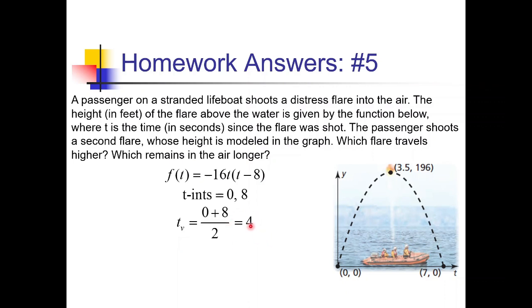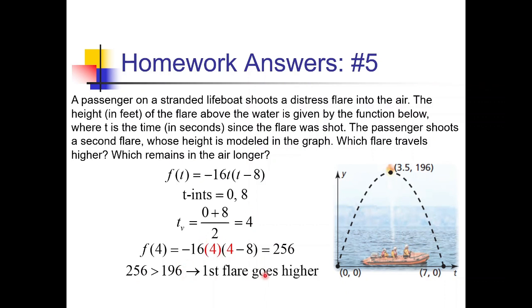And so this is the time at which we reach our maximum value for that first flare. To find the maximum height, we just have to plug 4 back into the f function right here. So I have 4 minus 8, which is -4. 4 times -4 is -16, and -16 times -16 gives us 256. Now 256 is higher than the 196, so that means that the first flare, which is what gave us this function, is going to go higher up than the second flare.